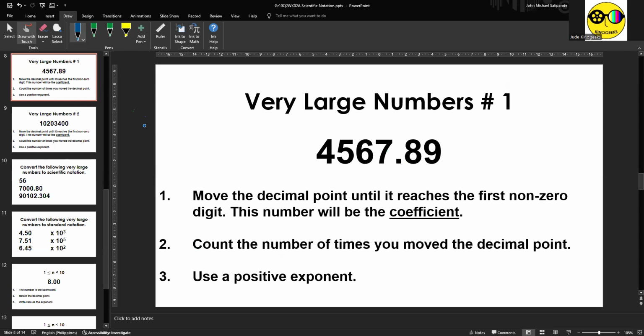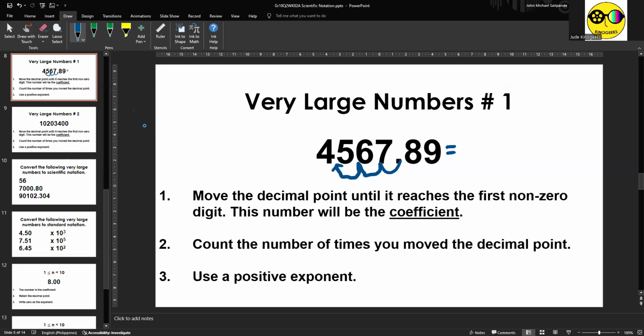So our first example is 4,567.89. The first step is we have to move the decimal point until it reaches the first non-zero digit. This number will be the coefficient. Our first non-zero digit is number 4, and we have to move the decimal point between 4 and 5. So this time, we'll be moving the decimal point to the left 1, 2, 3 times.